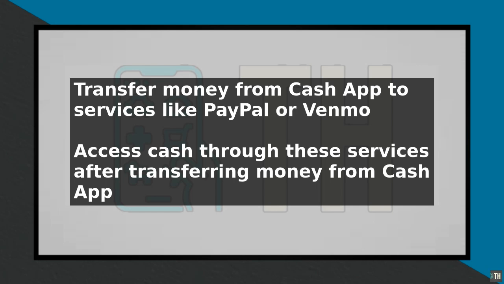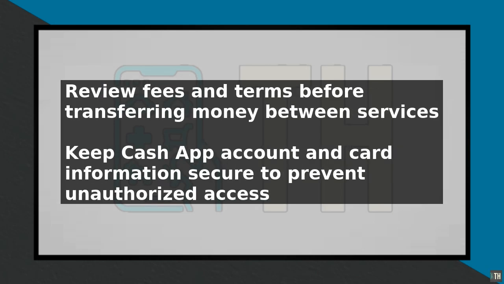To get started with any of these methods, open the Cash App and navigate to the Banking or Wallet tab. Then look for the option to order a Cash App card or transfer money to another service. Follow the prompts to complete the transaction, and be sure to review any fees or terms before confirming.